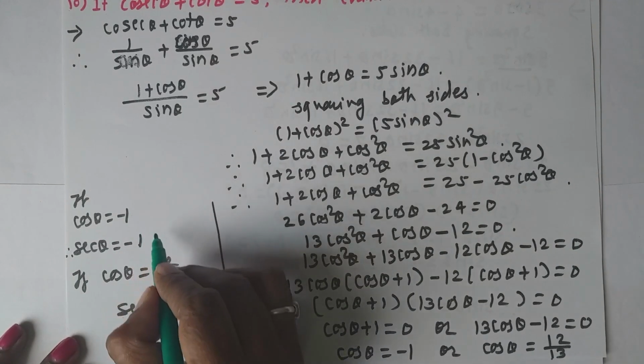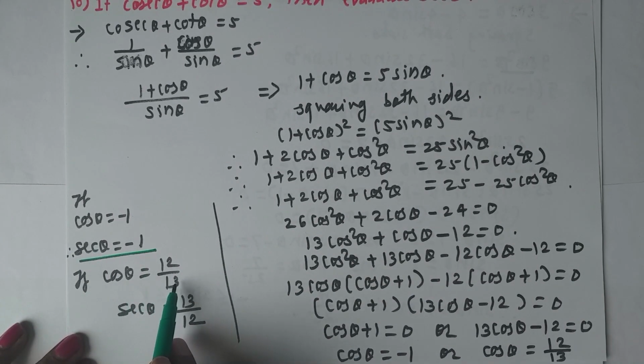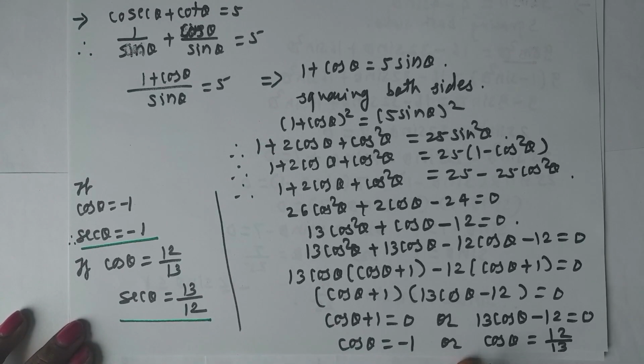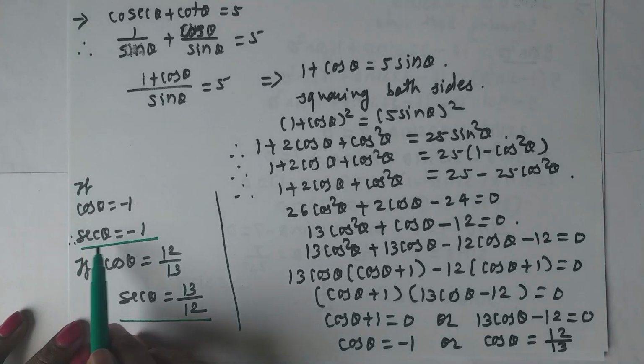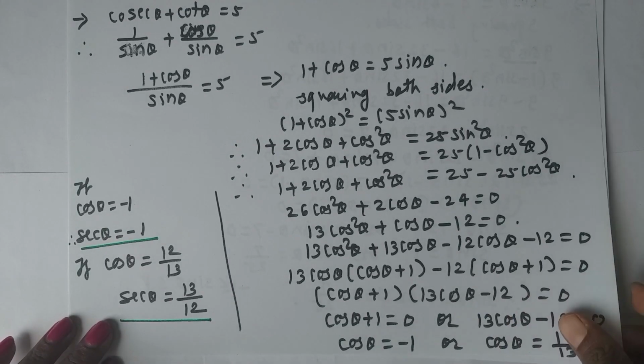If cos theta is minus 1, then sec theta will be minus 1. And if I take cos theta is equal to 12 by 13, then sec theta will be 13 by 12, because sec theta is the reciprocal of cos. Okay. In this way, we have got two values of cos, therefore two values of sec. Sec theta will be either minus 1 or 13 by 12. Okay. Then we will see the next problem.